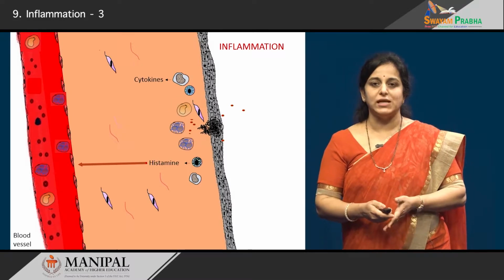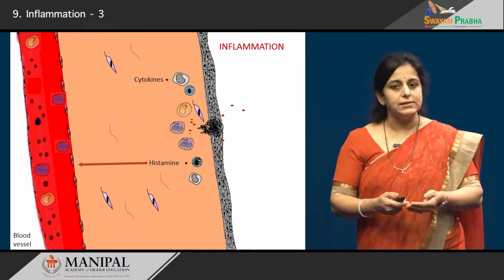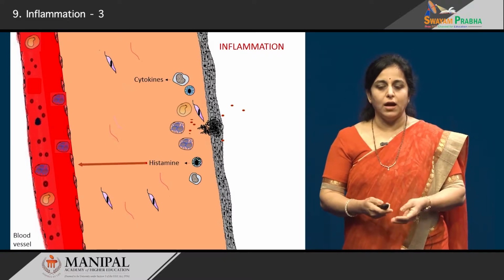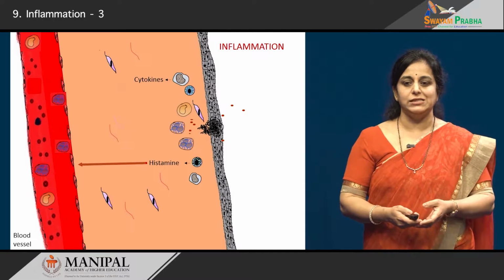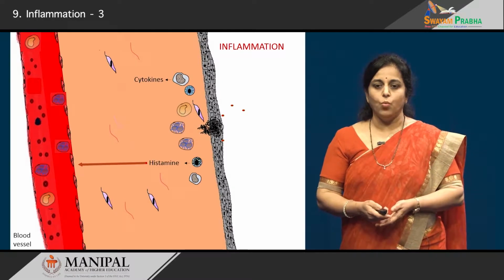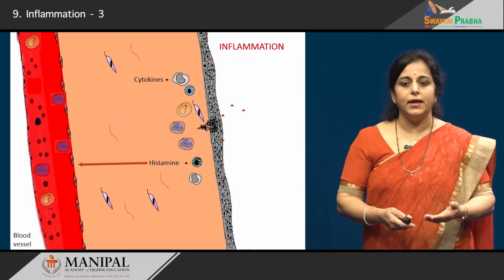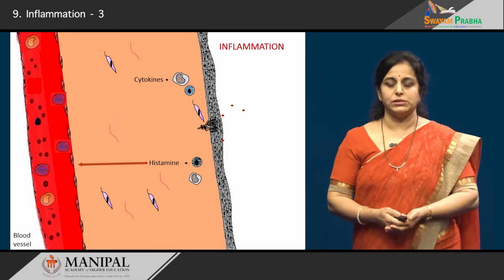Now, these two cells are called phagocytes. Phago means eat and cytes is cell. So, these cells now eat up all the injurious agents, the microorganisms and the dead tissues. Now, once they have eliminated this, once they have lived their lifespan, they die due to apoptosis.